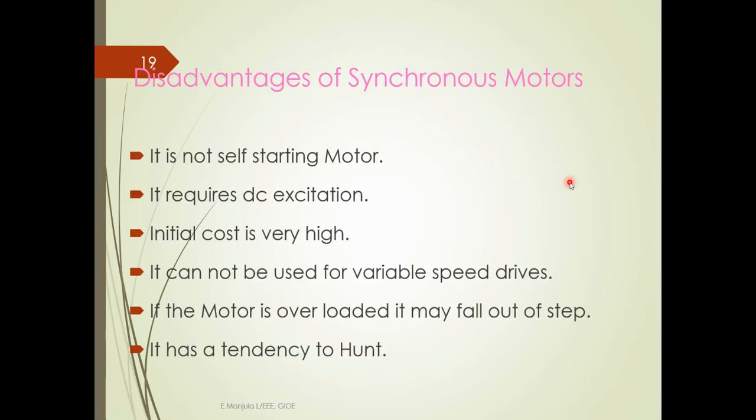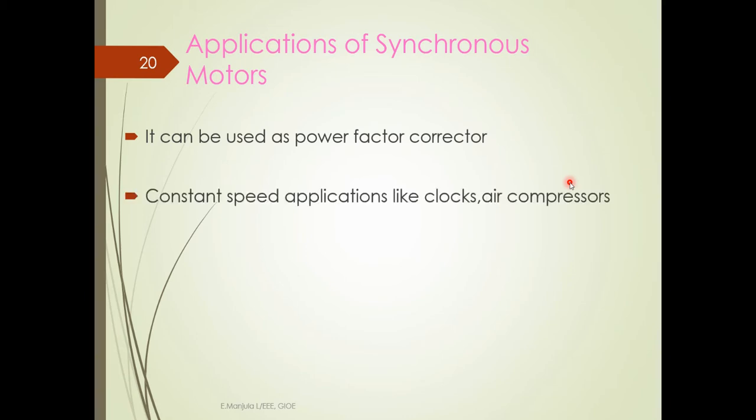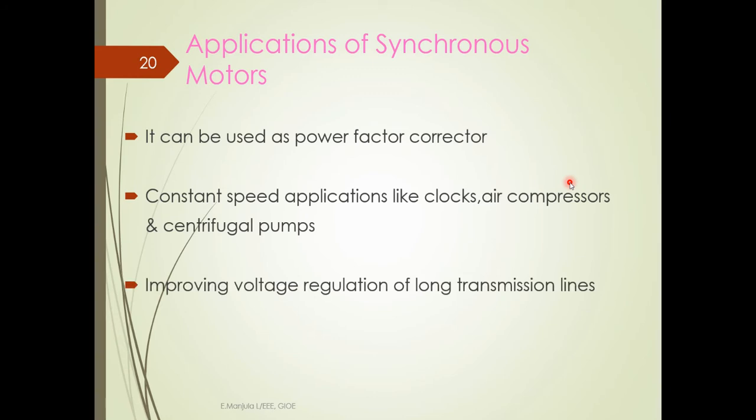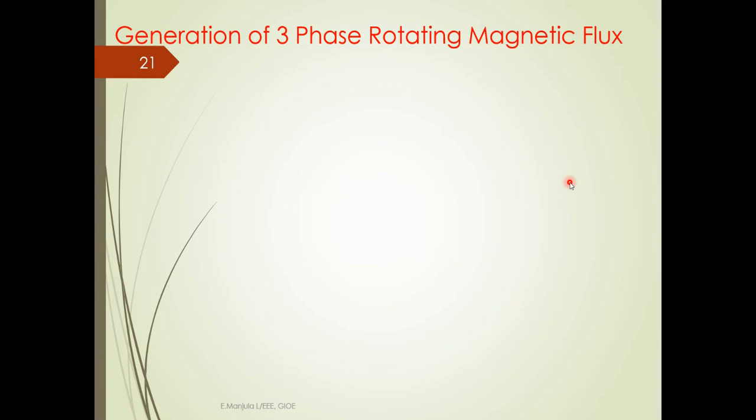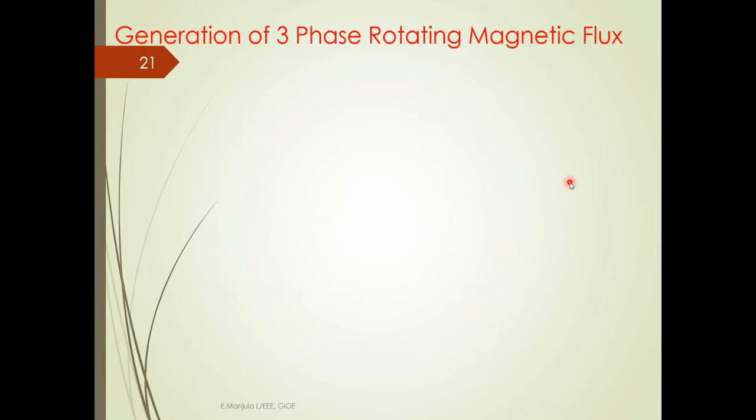So these are the disadvantages of the synchronous motor, and we'll see the applications of a synchronous motor, where it has been applied. So it can be used as a power factor corrector and in constant speed applications like clocks, air compressors, and centrifugal pumps. Improving voltage regulation of long transmission lines also it is used, and it can be used at frequency changes. So these are some of the applications of a synchronous motor where it is used.